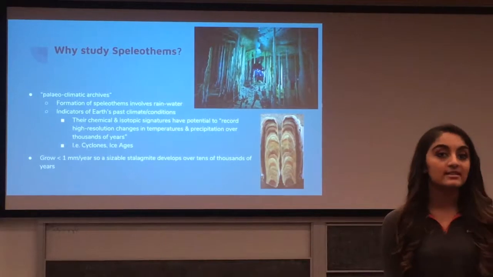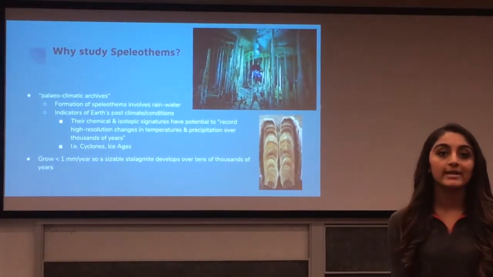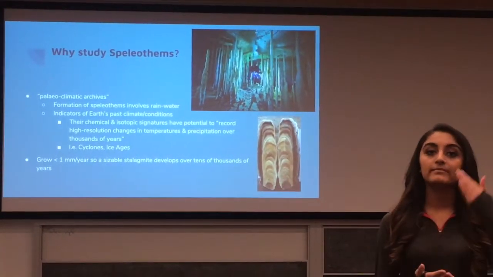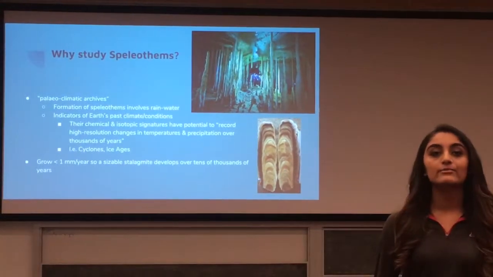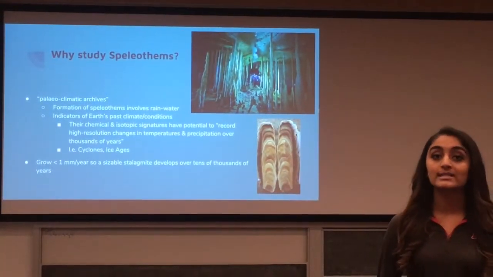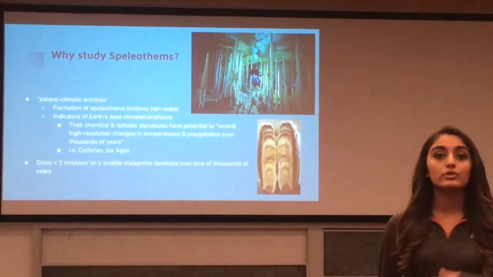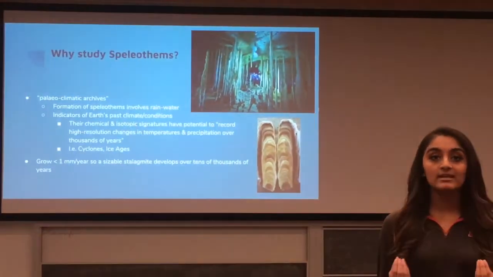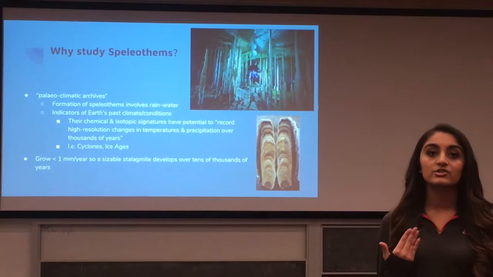And so why do scientists study speleothems? They're considered paleoclimatic archives. If you open one up, you can see the many different rings within it. And those rings have formed over tens of thousands of years, growing less than 1 millimeter each year. So if you look at what's inside those rings and what they represent, you can find out the temperature and conditions under which they were formed.